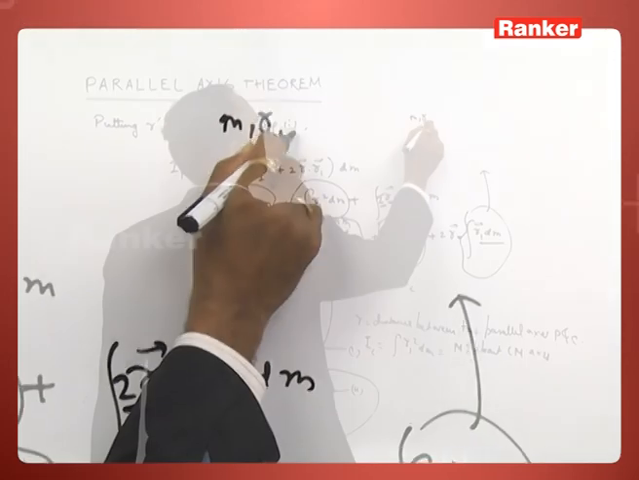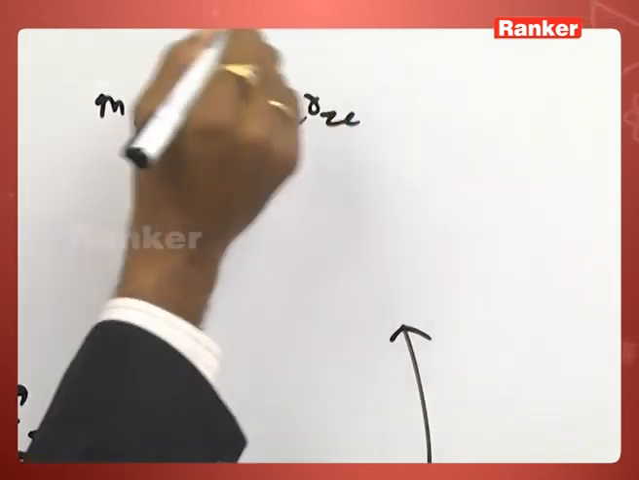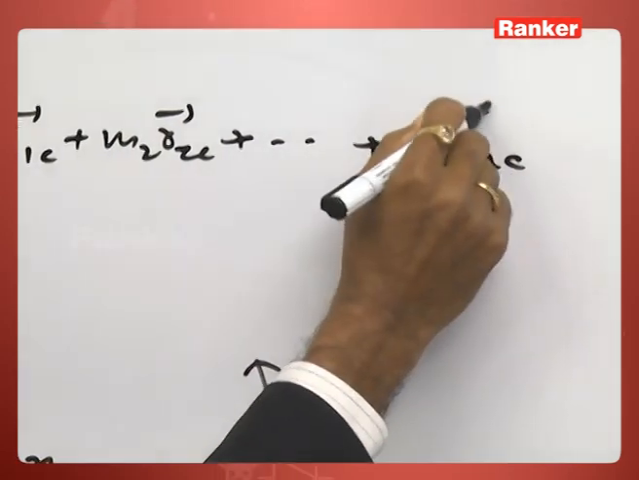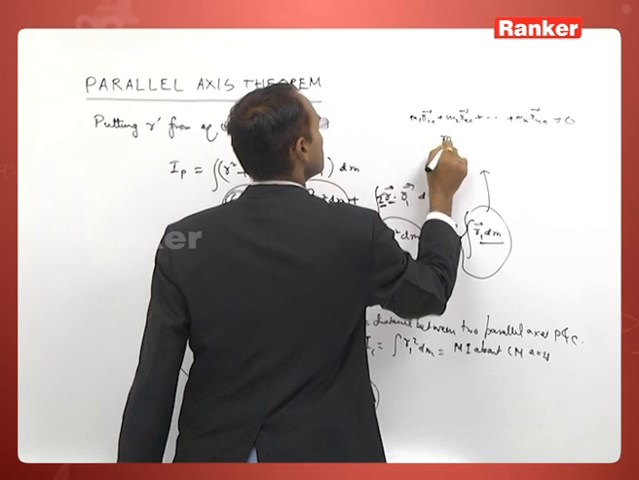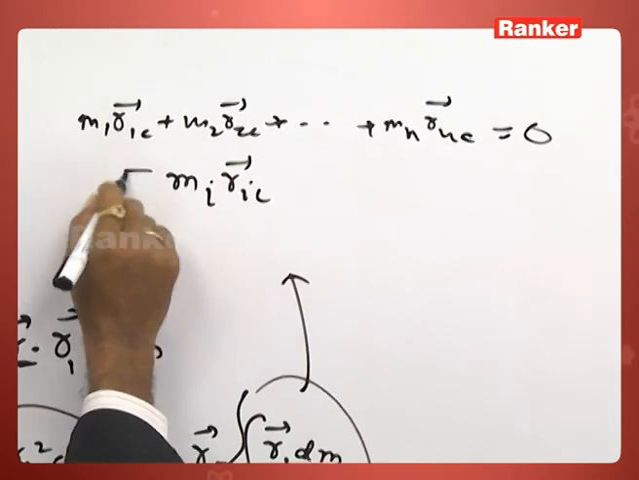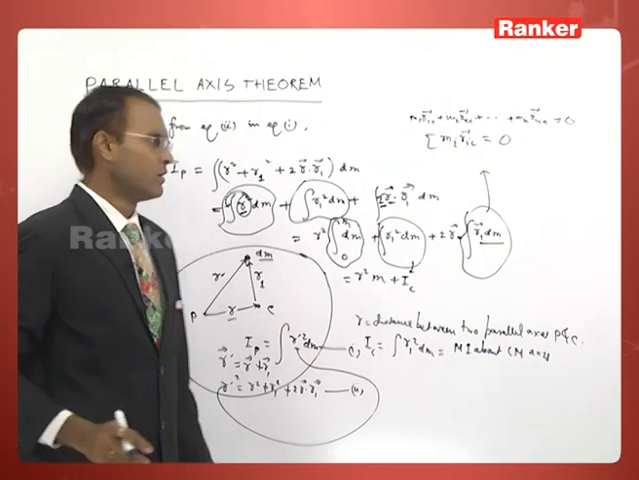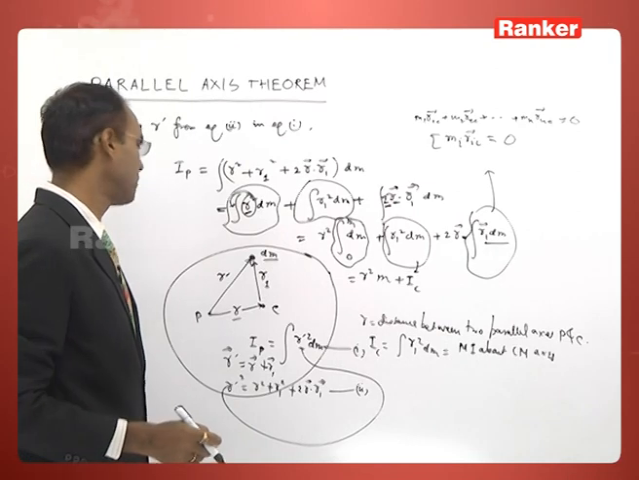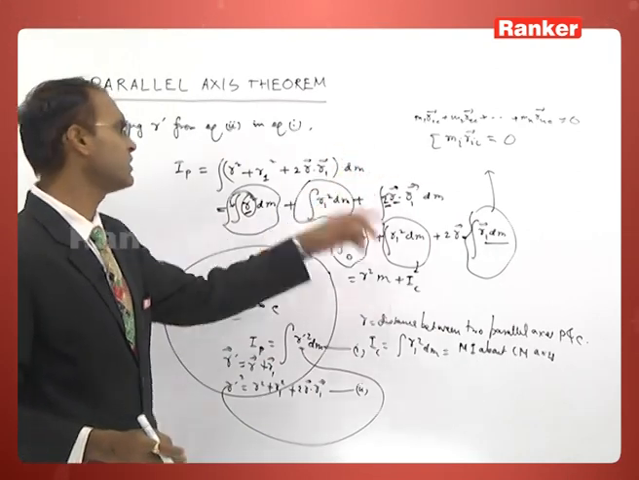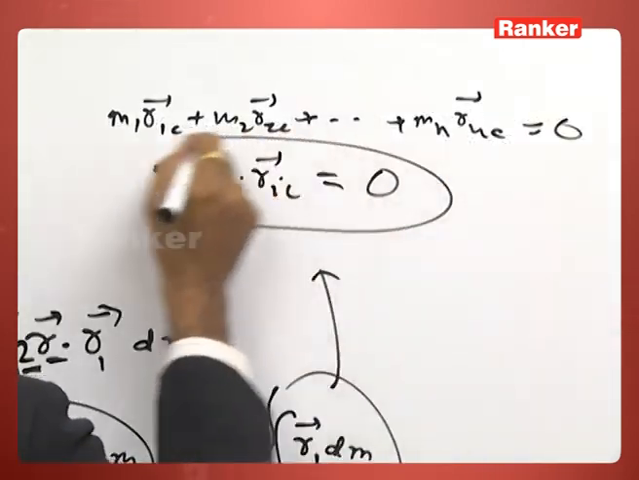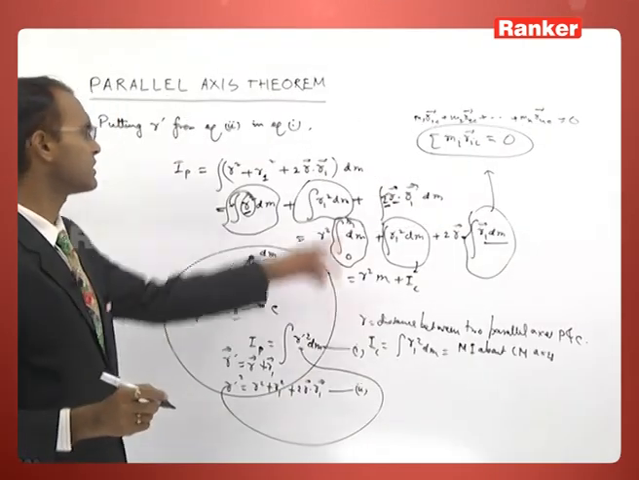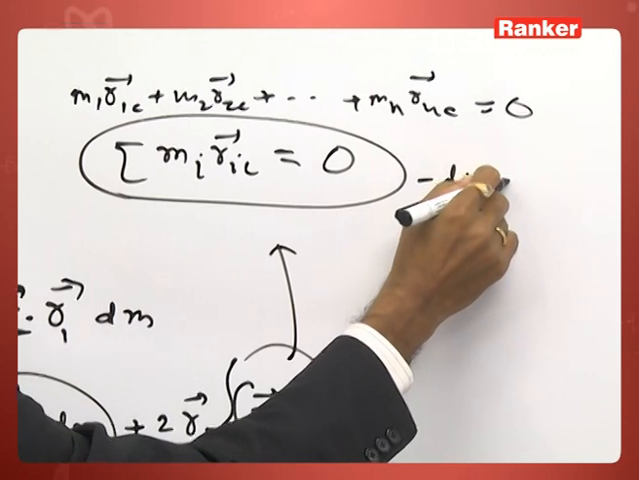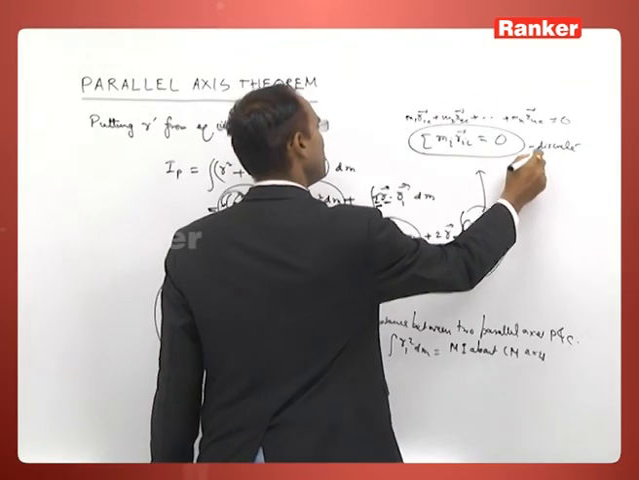m1 r1c plus m2 r2c plus mn rnc is equal to 0, or you can just write the sum of mi ric, the sum of the product of mass and the position vector of the particles with respect to the center of mass is always 0. Already we talked about this principle. This is one of the properties of center of mass in a discrete particle system, discrete mass distribution.